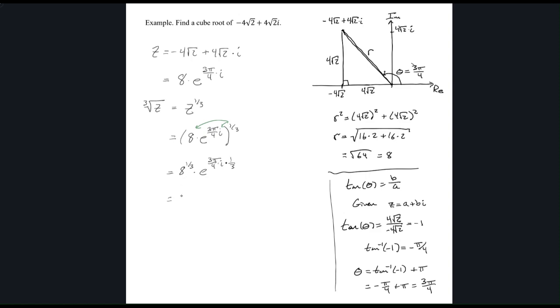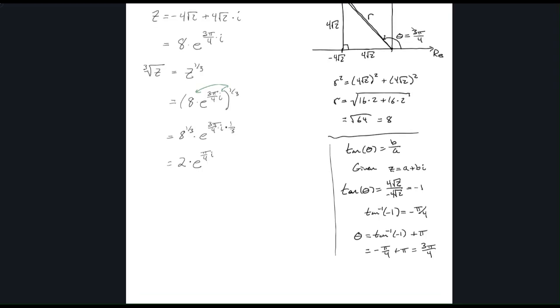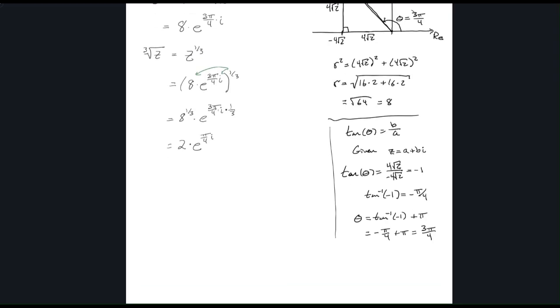Now the first bit, 8 to the 1/3, that's the cube root of 8, which gives us a 2. And then we will have e to the pi over 4i. Now, formulaically, r e to the theta times i is equal to r cosine of theta plus r sine of theta times i. And I'm going to draw that picture again. So we have a radius of 2 and an angle of pi over 4.